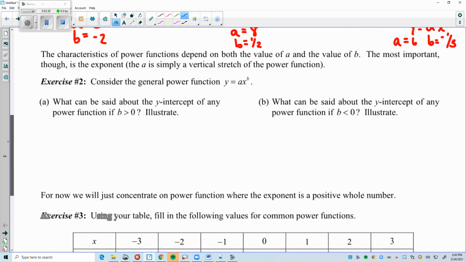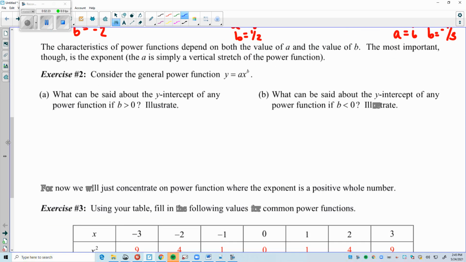Okay, and depending on the value of a and b is going to depend on what our power function is doing and what it's going to look like. So considering this general power function, we want to figure out what can be said about the y-intercept of any power function so long as b is greater than 0. Well, we've answered this y-intercept question a bunch this year, and to find a y-intercept, you're going to make x 0. So by making x 0, now I have 0 raised to the power of b, and when I simplify this down, I can tell you that the y-intercept has to be located at 0, 0.